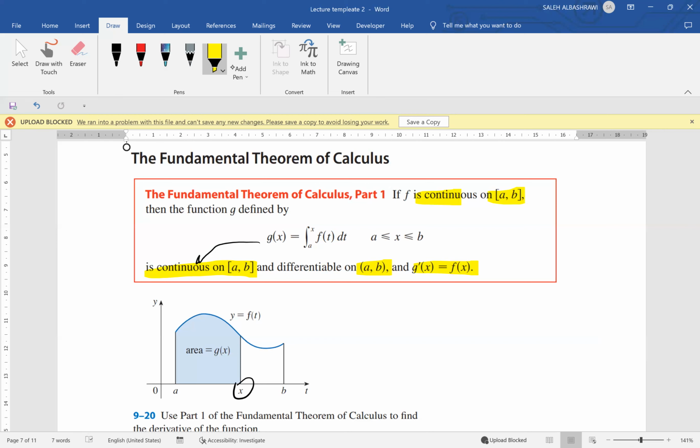So it is just like that. We are finding the area under the curve, but x is not equal to b. It is any value between a and b.